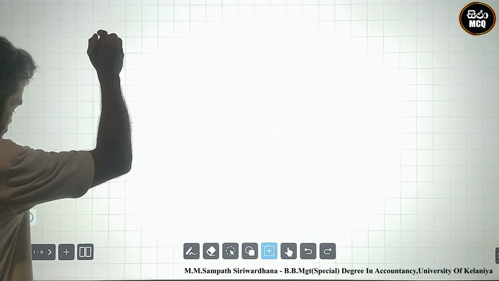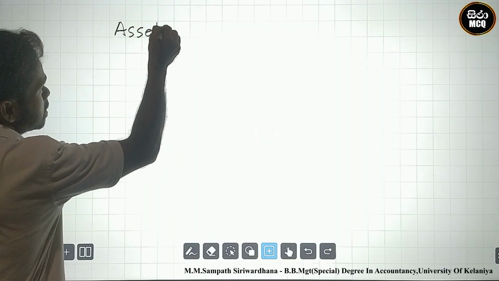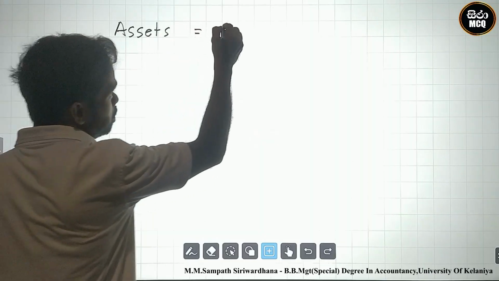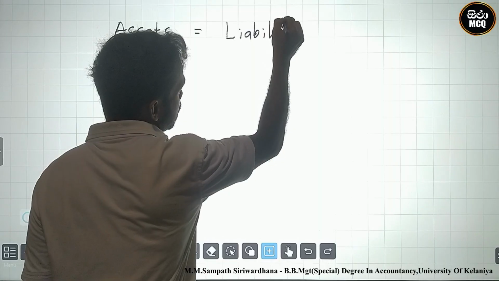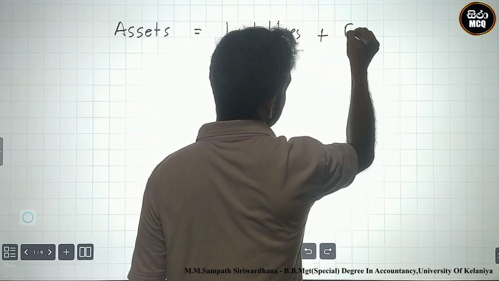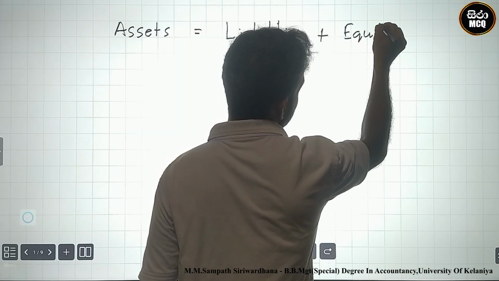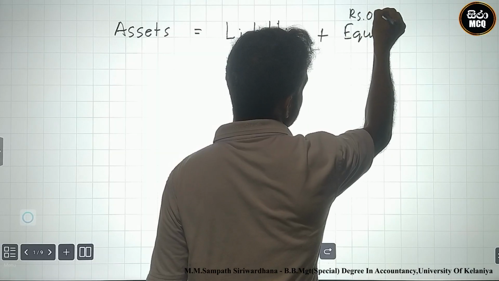We prepare the equation: assets, liabilities, equity. This is the equation, assets. The next point is liabilities plus equity. We prepare the impact in thousands.